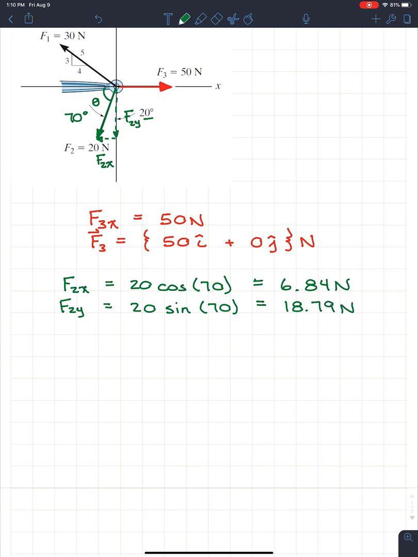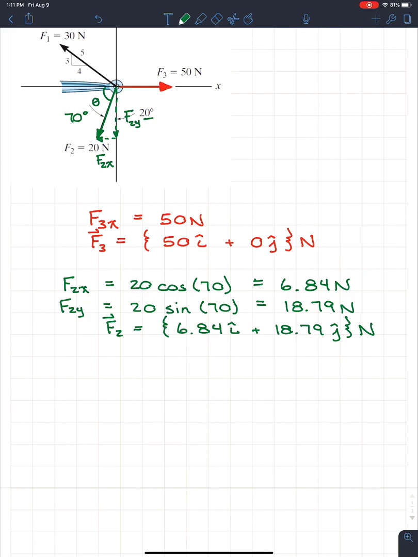So finally, we have to write F2 as a vector. As a vector, don't forget the little arrow at the top, it is equal to squiggly brackets, 6.84 i plus 18.79 j. End the squiggly brackets, and then we put newtons. But here's the trick, and I hope that you guys picked up on this. This is incorrect. The math's all correct. It's 6.84. It is 18.79.